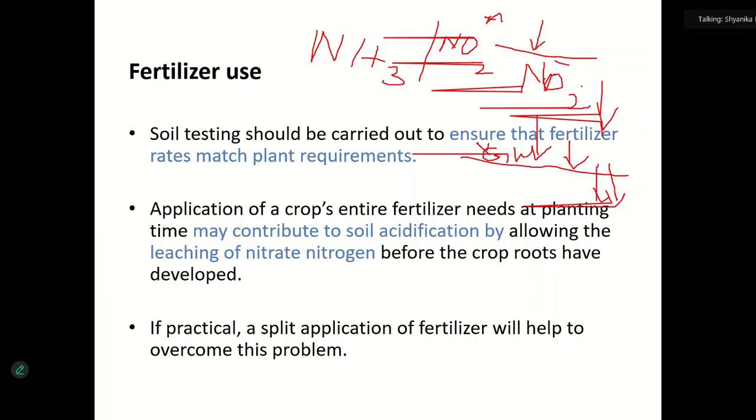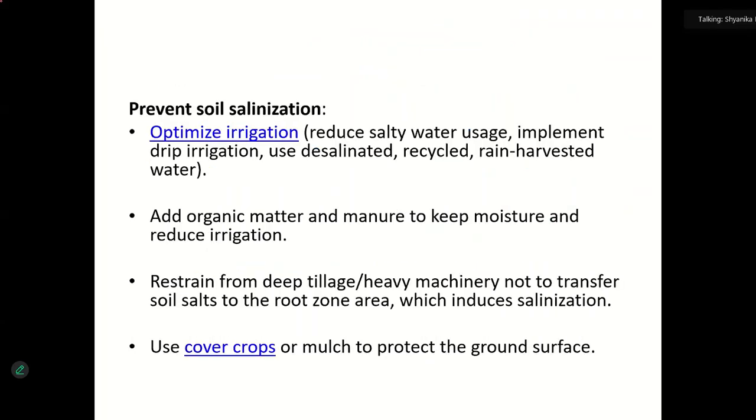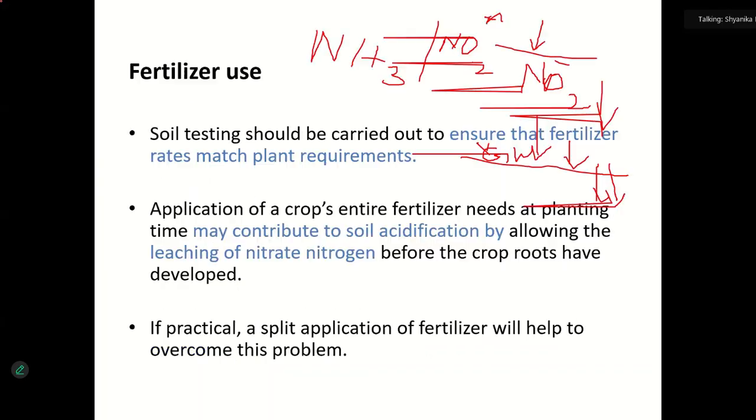So leaching of nitrate increased during the rainy season because more water is available, more vertical movement of water happened within the soil profile. So if we apply more excess fertilizer, definitely a big portion of nitrate ions are going into the groundwater system. Okay, so that is also a very concerning thing.